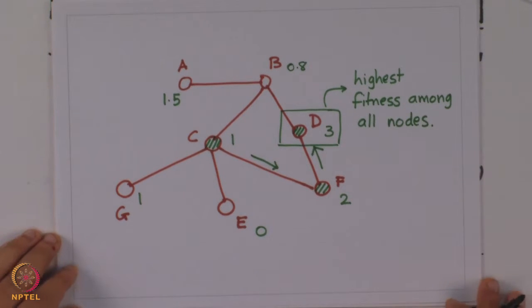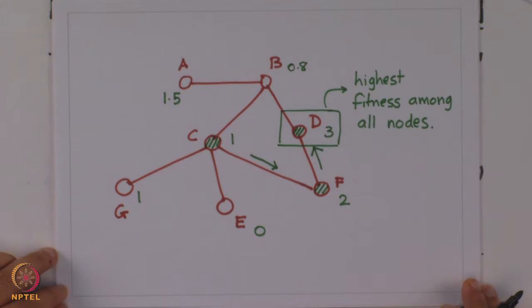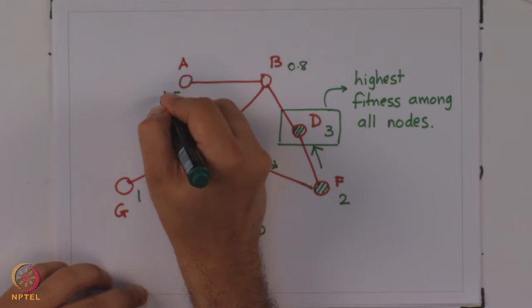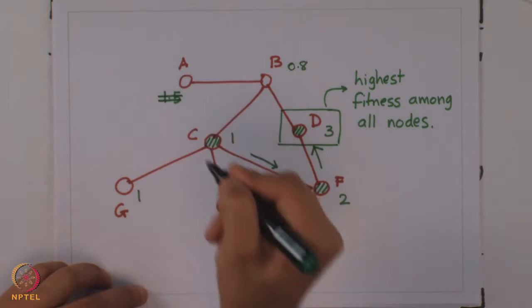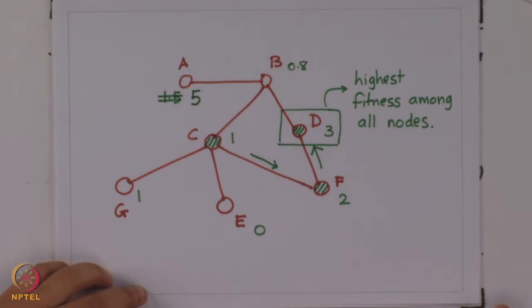Okay. And which makes sense because natural selection would mean that you are moving towards sequences which grow faster and survive better than any other sequences that might be competing with them in the environment. But what happens, let us say, if the fitness of node A was not 1.5, but let us say 5?